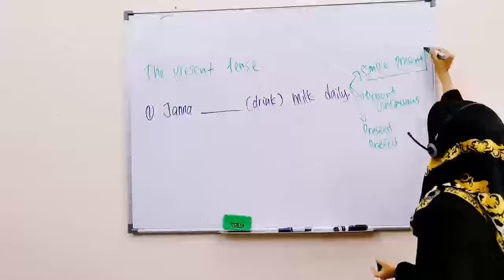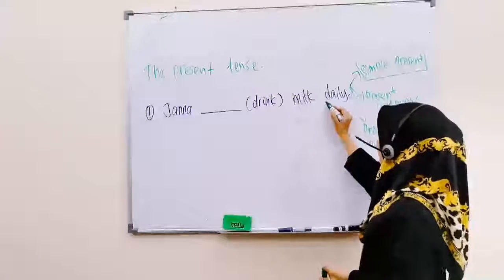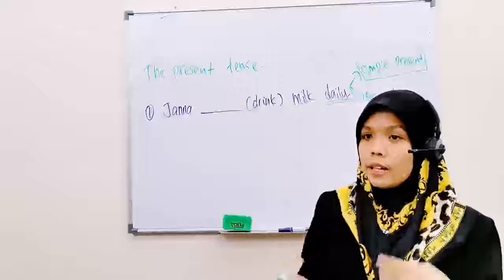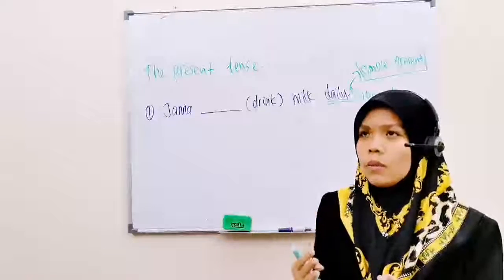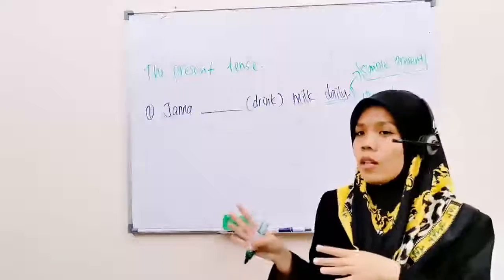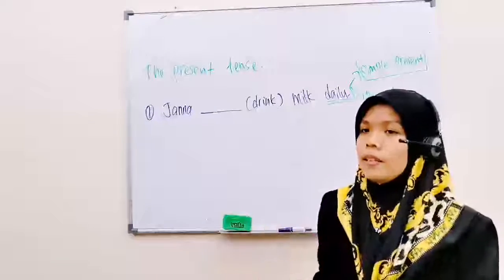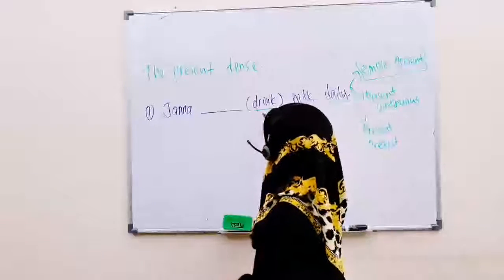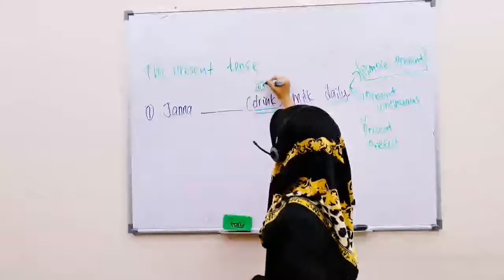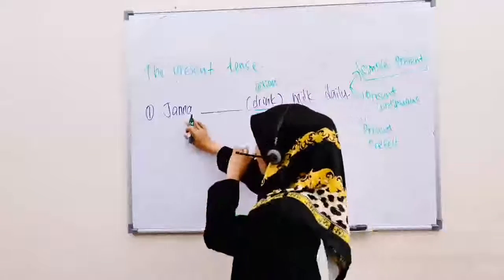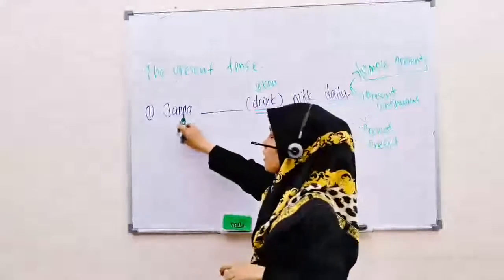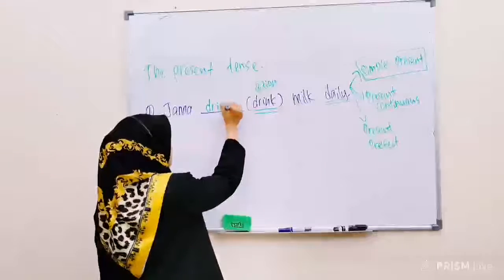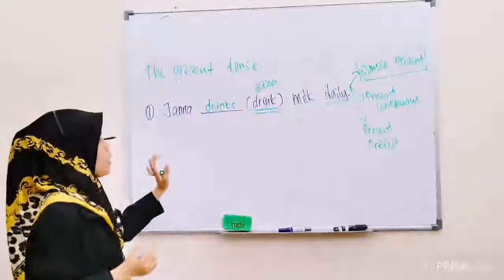Yes, it's under this one. Why? Because there's a word over here, daily. That means routine or habitual, that means it repeats, or we say almost every day without missing. Okay, Jana drinks. So this is an action verb. Do we need to put S for Jana, a singular subject? Yes, we need to put S. This one is simple present.